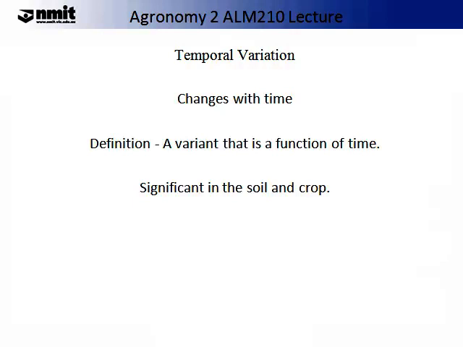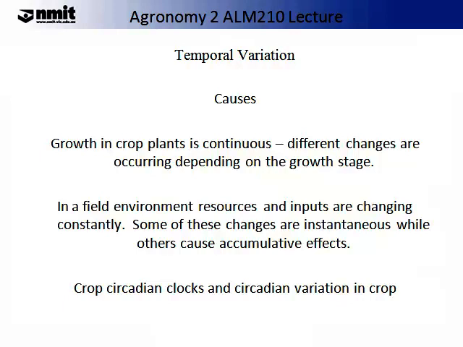Temporal variation is really just variation that changes with time. The definition is a variant that is a function of time. It is significant in both crop and soil sampling. There are several causes for temporal variation, and some are obvious. Growth in the crop plants is continuous, so you have different changes that are occurring depending on the growth stage. In the field environment, resources and inputs are changing constantly too.